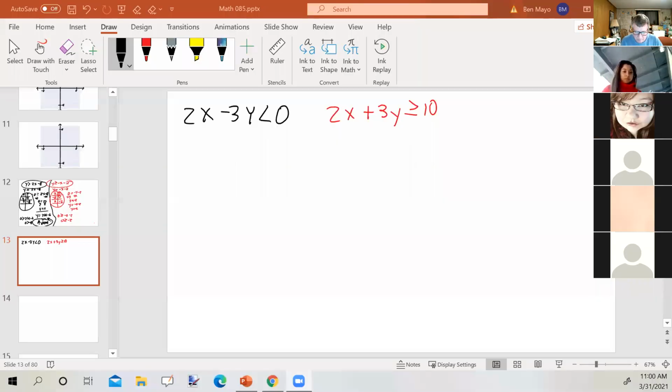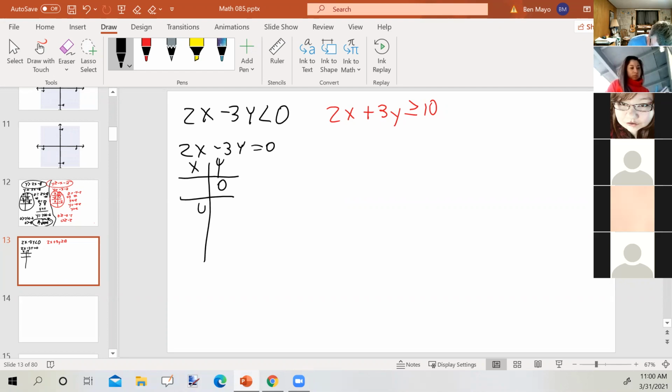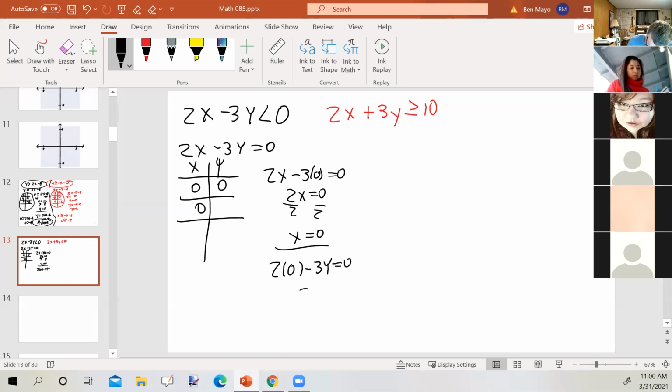So back to the whiteboard. 2x minus 3y less than 0. So I'm going to consider the equation 2x minus 3y equals 0. I'm going to find a couple of ordered pairs. If y is 0, 2x minus 3 times 0 equals 0. 2x equals 0, divide by 2, x equals 0. Oh, interesting. If x is 0, 2 times 0 minus 3y equals 0. Negative 3y equals 0, divide by negative 3, y equals 0. Oh, so there's a situation. Since the graph goes through the origin, if I use the x and y intercepts, I only get 1 point.